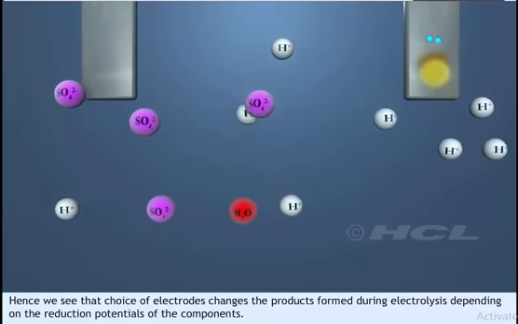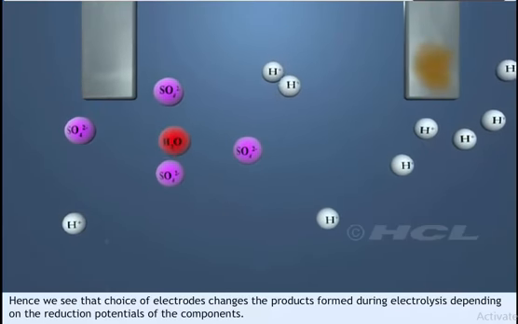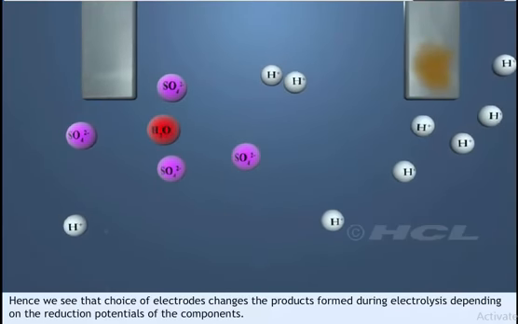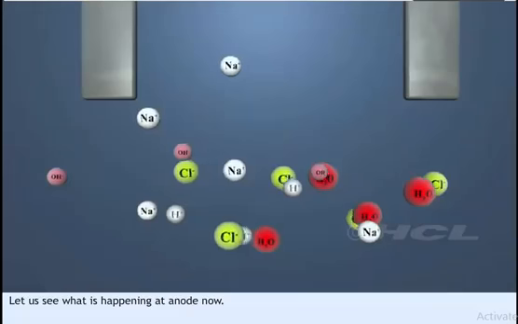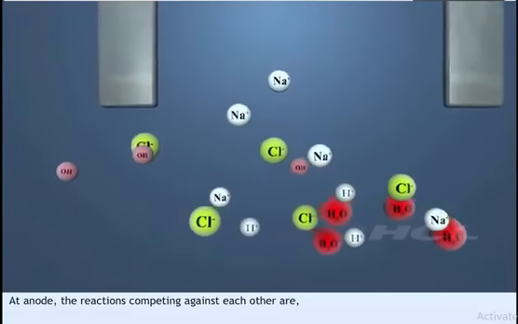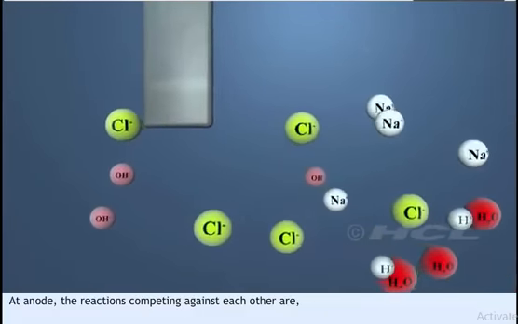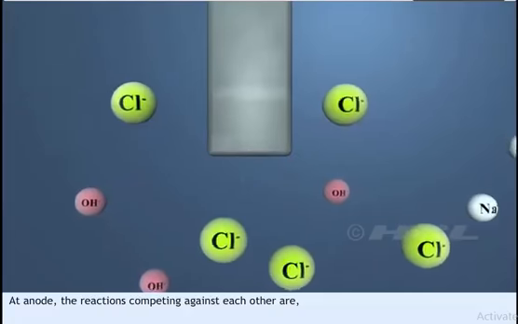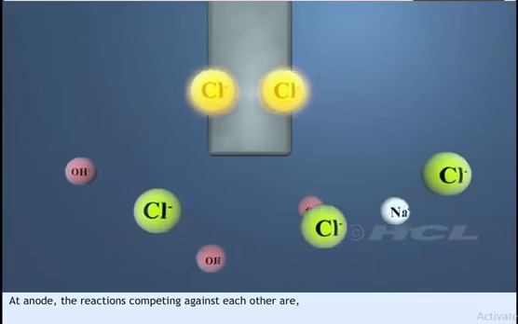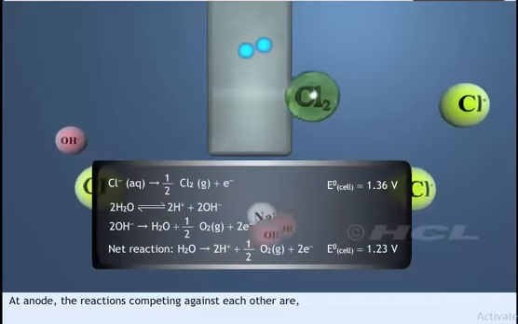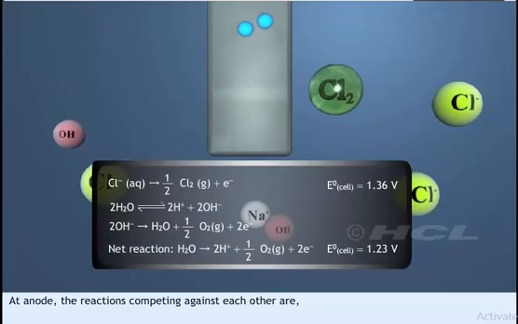Here we have seen that the choice of electrodes changes the products formed during electrolysis depending on the reduction potentials of the components. Now let us take a look at what is happening at anode. The reactions competing against each other here are: Cl- aqueous giving 1/2 Cl2 gas plus electrons. The standard potential of this reaction is 1.36 volts.